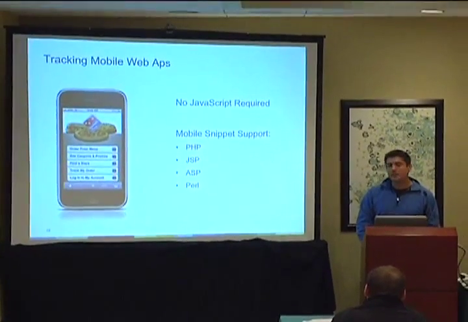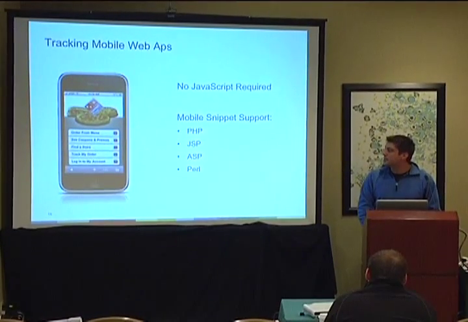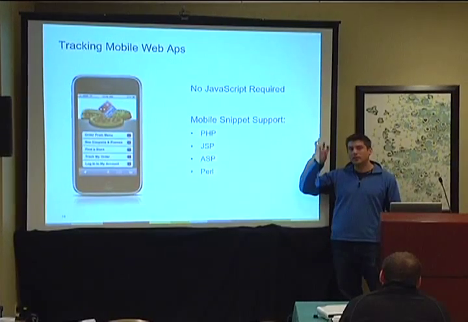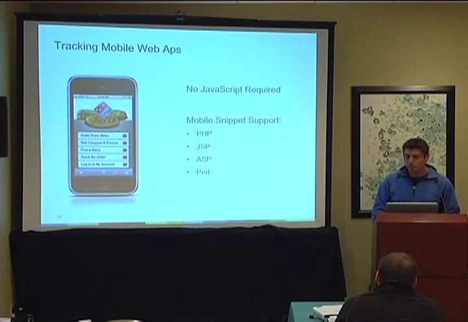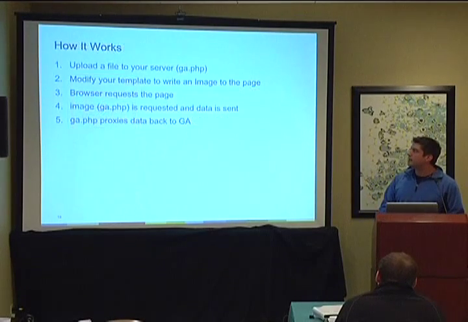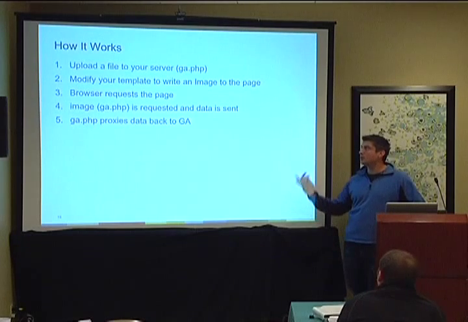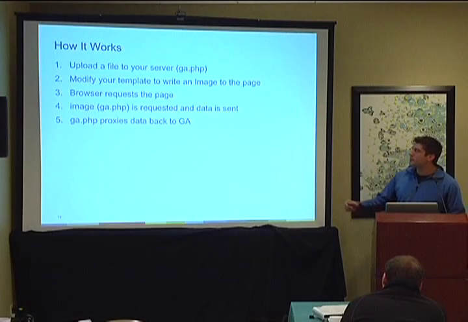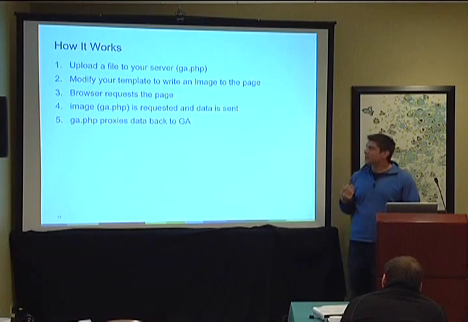So what they are is snippets that you put on your web server. Your application will call these snippets and they'll send data to analytics. Because these snippets and all the logic live on your server, there's no JavaScript required, so it's really nice for feature phones. How does this happen without JavaScript? It's pretty simple, there are only 5 steps. You upload a file to your server, in this case GA-PHP, or JSP or any of the different languages. You modify your template to write an image to the page. That's pretty straightforward, there's no JavaScript there.